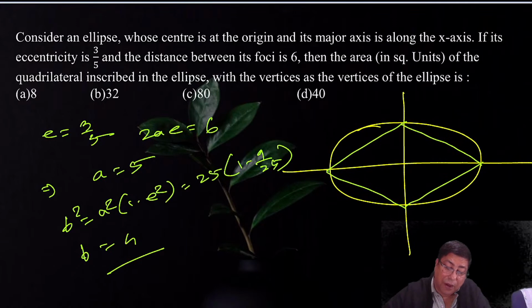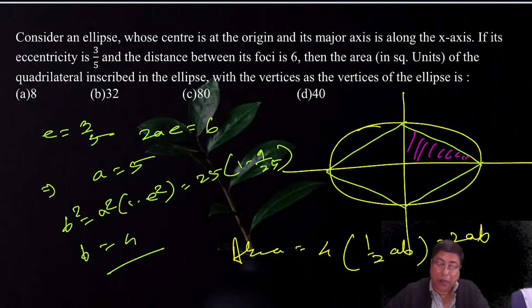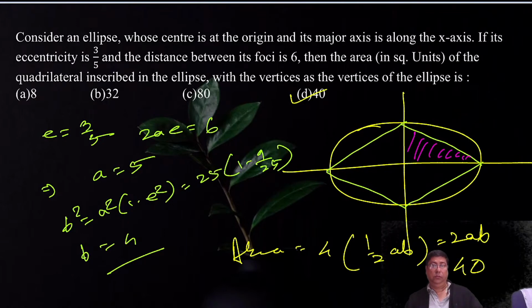Now the area of the quadrilateral we can get here. So half base into altitude into 4. So area of the quadrilateral equal to 4 times half base into altitude, half ab. So this is coming to 2ab, that is 2 into 20, that is 40. 40 is the answer. Let's cover another sum.